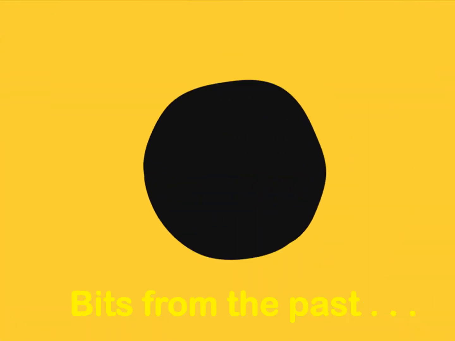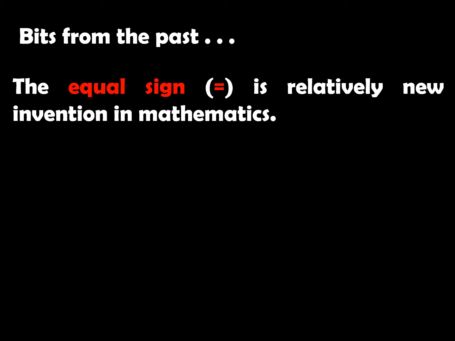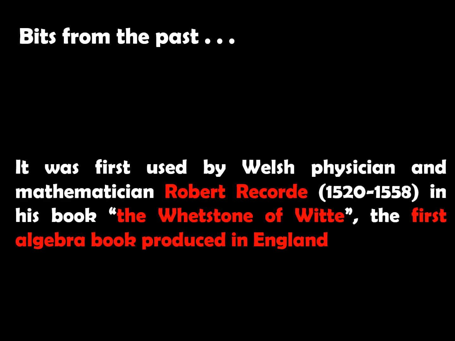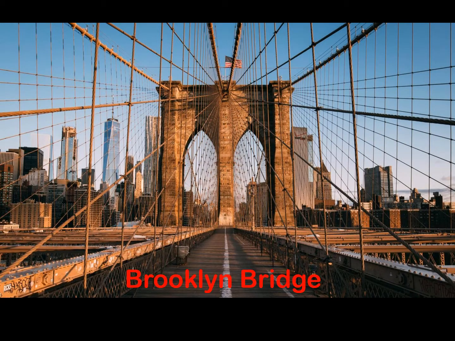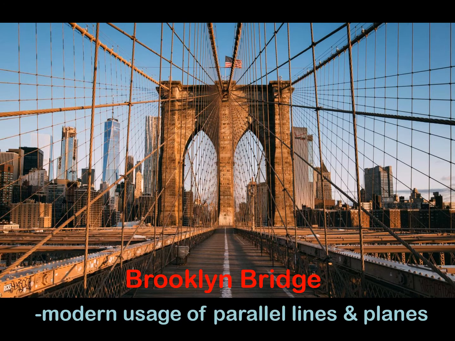Bits from the past. The equal sign is a relatively new invention in mathematics. It was first used by Welsh physician and mathematician Robert Recorde in his book The Whetstone of Wits, the first algebra book produced in England. The Brooklyn Bridge is one of the famous modern usages of parallel lines and planes.